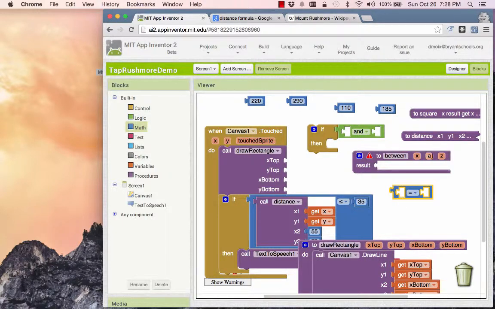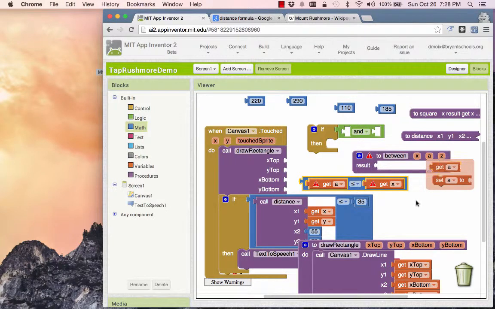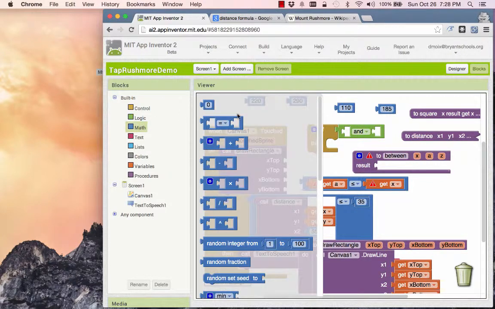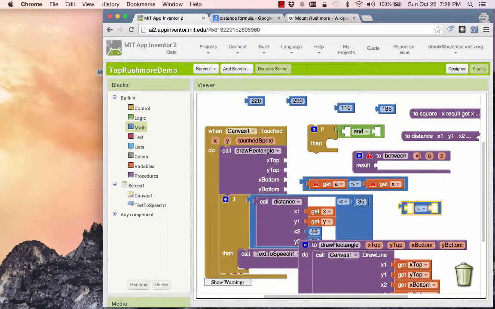Is a less than or equal to x? And that will cover half of it if a is less than or equal to x. But we also need to know that x is less than or equal to z. So let's get us another comparison thing. We need to know that x, the point we're asking about, is less than or equal to z.